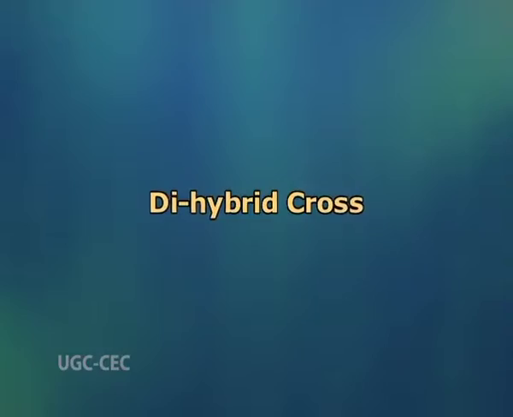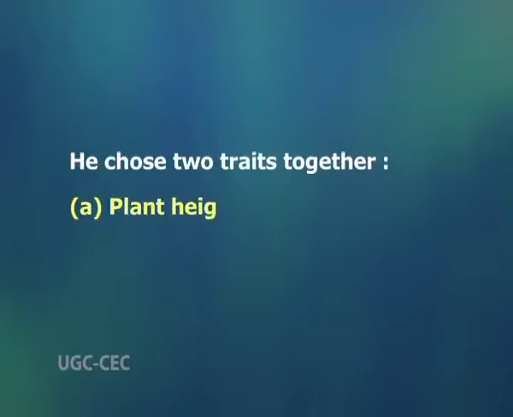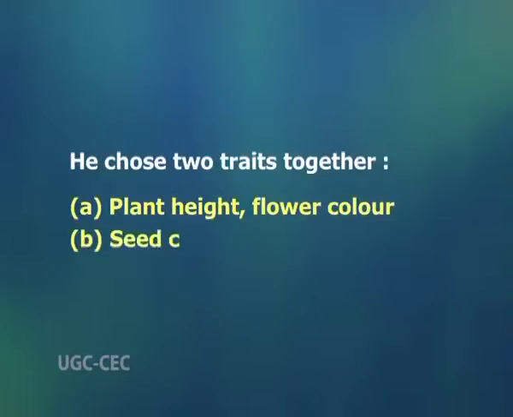Dihybrid cross. After Mendel's success with the monohybrid cross, he took 2 pairs of contrasting characters at a time in the same plant, the garden pea, and studied their pattern of inheritance in relation to each other. He chose 2 traits together: plant height, flower color, seed color, seed shape. Mendel therefore carried out experiments focusing on 2 phenotypic traits, that is 2 genes, at the same time.